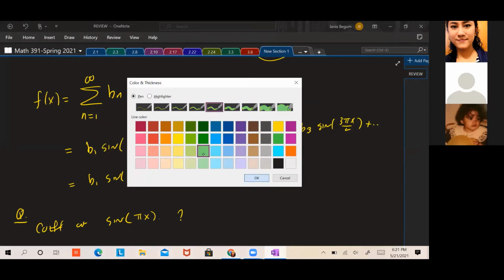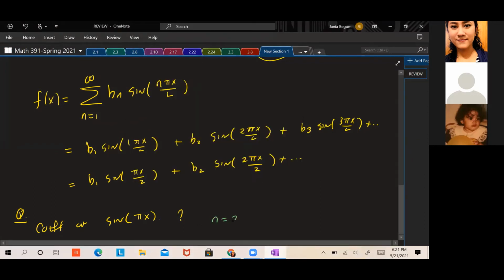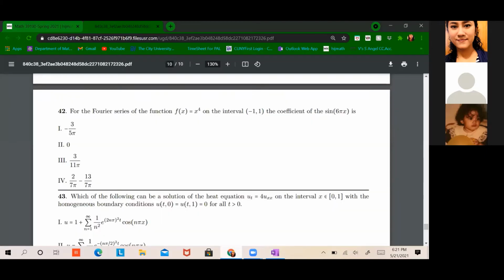B2. You're looking for when n is equal to 2, what is the coefficient of that term when you expand it? So you can see that we're looking for this term, but we want this coefficient. That will be the answer for that particular question. But for this one, funny thing, it's an even function. Odd function will get 0 for all n equals 1 to infinity. So therefore, it's 0.